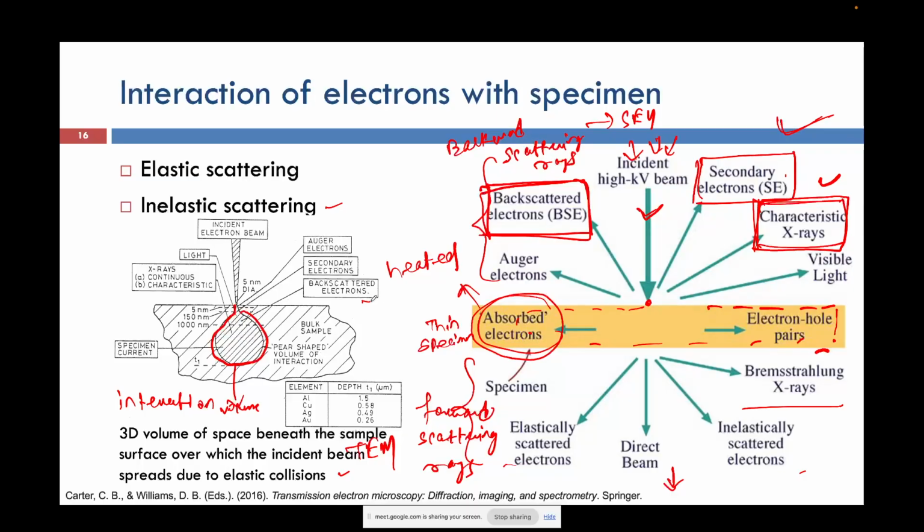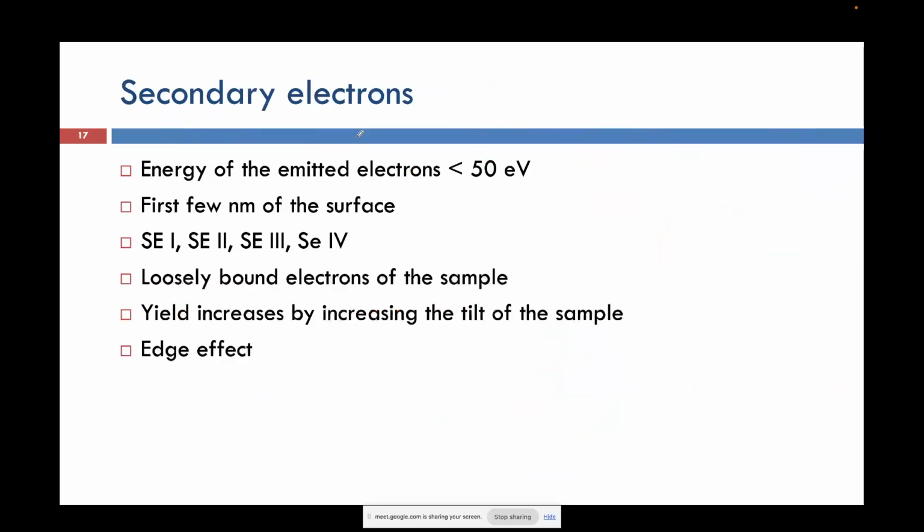Like you can see here, there are 5 nanometers here, 150 nanometers here, 1000 nanometers here, right? So based on different penetration depths, different kinds of electrons are coming. Generally, secondary electrons come from 3 to 50 nanometers. Below that, backscattered electrons come, because backscattered electrons have much larger energy, right? Now we'll see the secondary electrons.